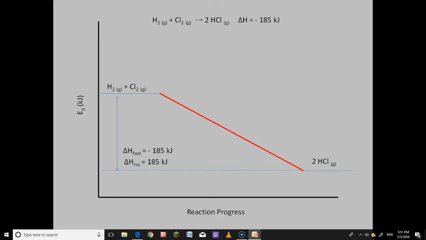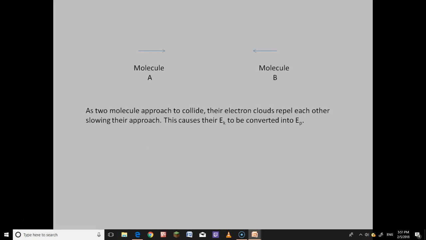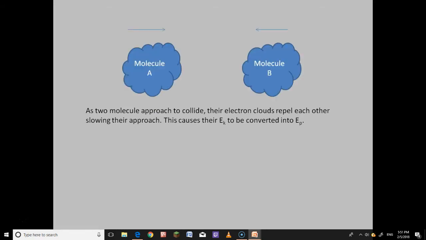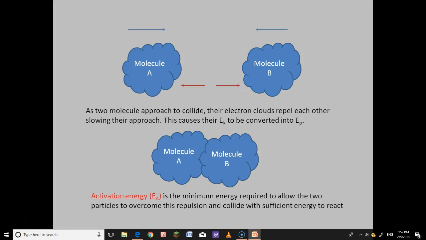Now let's take a deeper look at this region in between here. We know that as two molecules approach each other to collide, their electron clouds are going to repel each other. This causes their kinetic energy to be converted into potential energy and will slow down their progress towards each other. If they're moving with enough kinetic energy, they can approach each other and collide, and then they can react. Our activation energy is the minimum energy required for them to overcome the repulsion of their electron clouds and let them collide with sufficient energy to react.